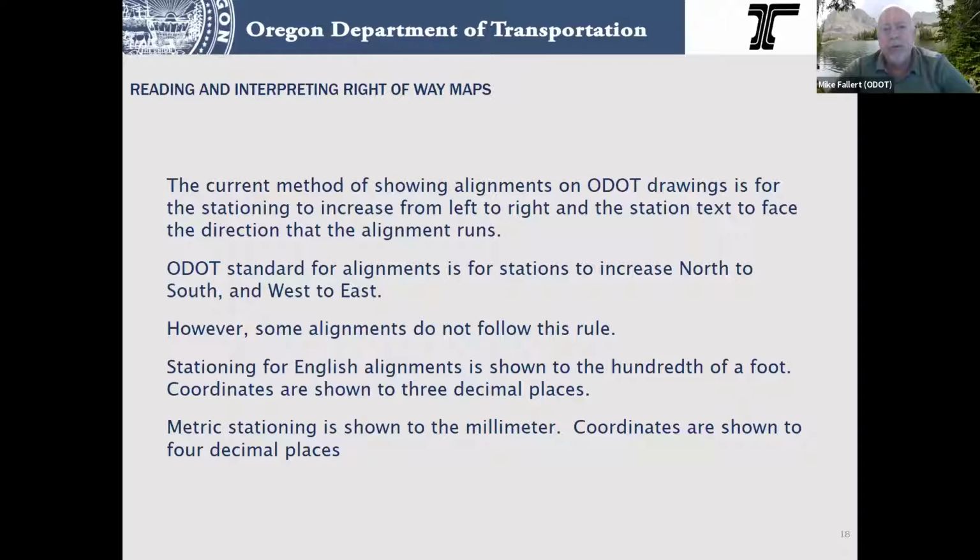And also there's a couple different roads that this was supposed to apply to for mile points, but there are several highways where the mile points go backwards. And so sometimes you'll have a plan set where stationing is running the opposite direction as the mile points are. So you might want to watch for that too. Stationing for English alignment is shown to the hundredths, coordinates 3 decimals, metric, which we talked about.